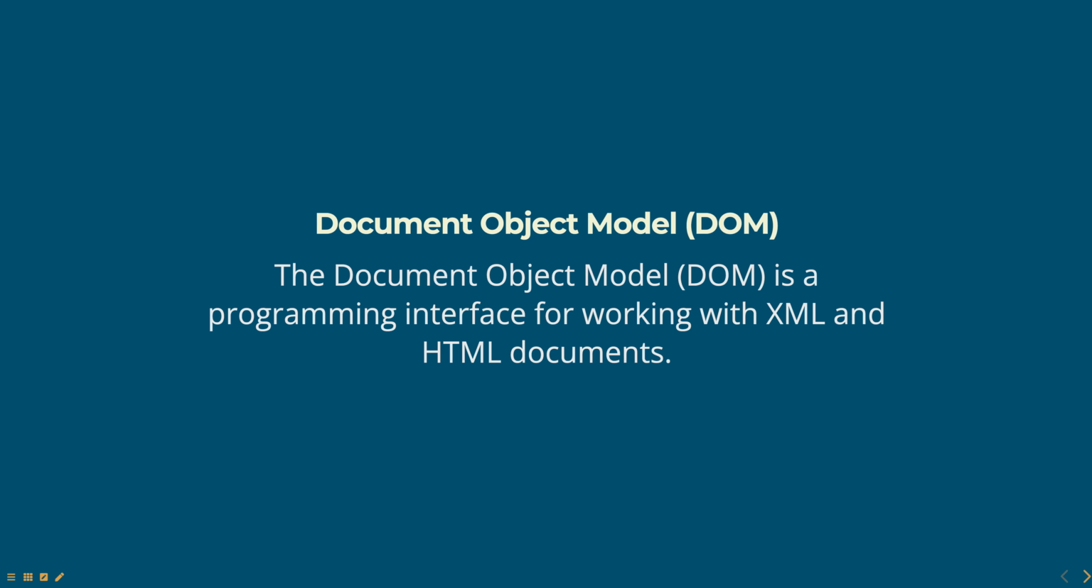The document object model, DOM, is a programming interface for working with XML and HTML documents. It represents the structure of a document as a tree of nodes, where each node corresponds to an element, attribute, or text content in the document.